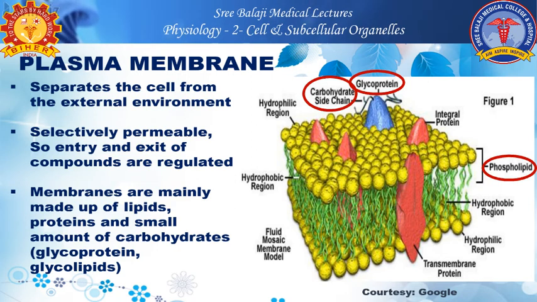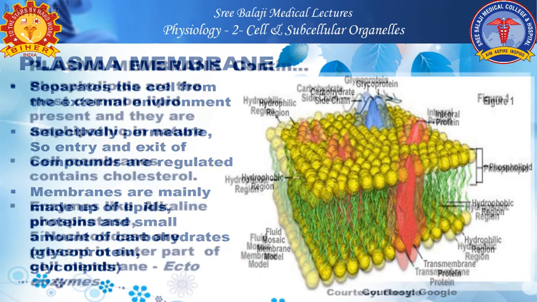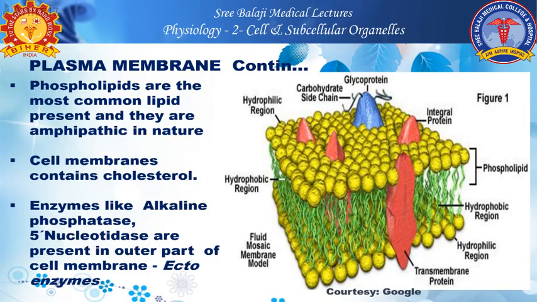See the structure of the membrane: carbohydrates, glycoprotein, protein and lipids. Hydrophobic means it does not allow water. Hydrophilic means it allows water. See, hydrophobic and hydrophilic. This is called the fluid mosaic model of the plasma membrane, a bilayered membrane. So selectively permeable, lipids, proteins and carbohydrates. And what are the types of lipids? The lipid which commonly constitutes a plasma membrane is a phospholipid. Okay, and it is amphipathic. Amphipathic means, as I told you, hydrophilic and hydrophobic. One side allows water and one side does not allow water.